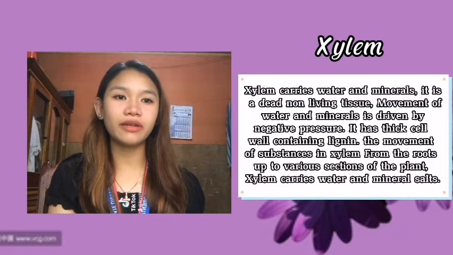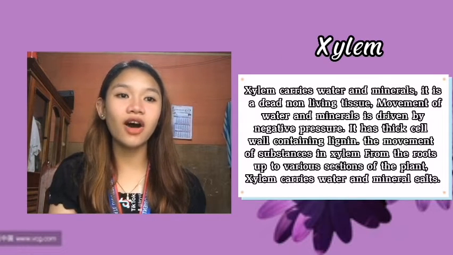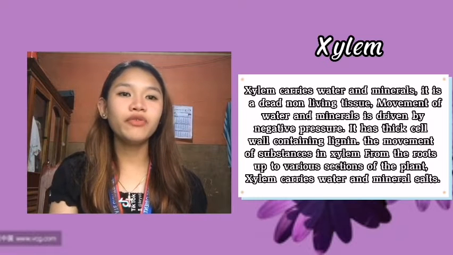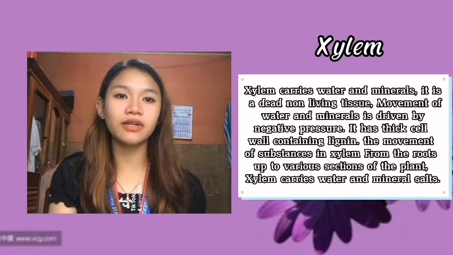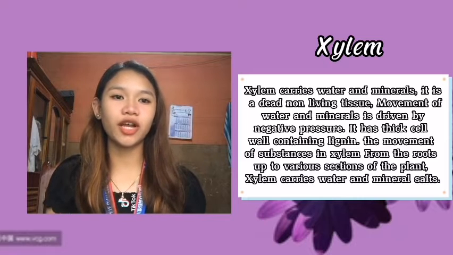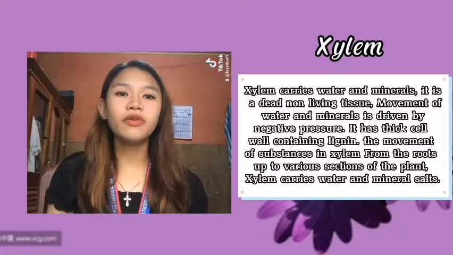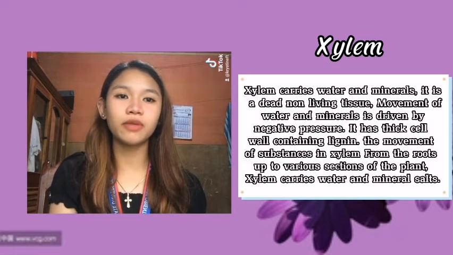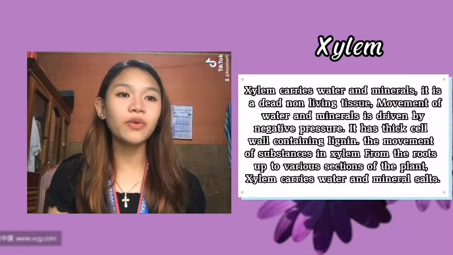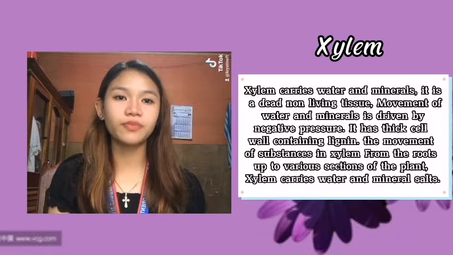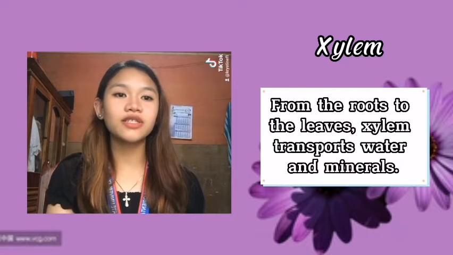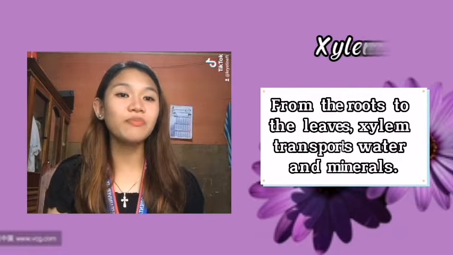The difference between xylem and phloem: xylem carries water and minerals. It is dead, non-living tissue. Movement of water and minerals is driven by negative pressure. It has a thick cell wall containing lignin. The movement of substances in xylem is from the root up to the various sections of the plant. Xylem carries water, minerals, and salt. From the root to the leaves, xylem transports water and minerals.